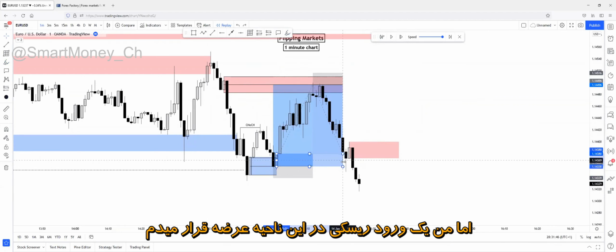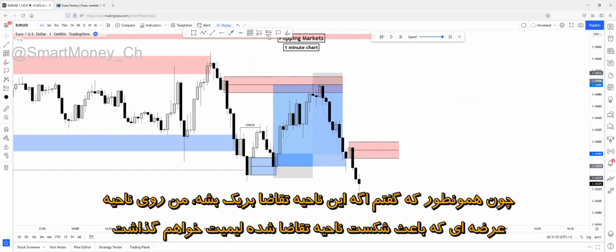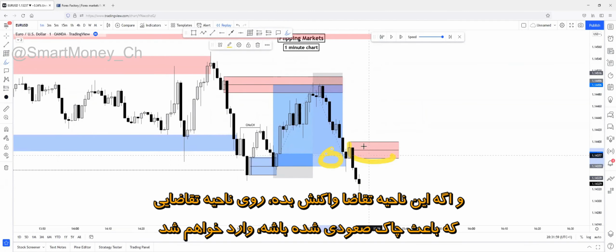But I will just raise the entry on this supply zone, because that's what I said. If this demand zone breaks, I'll be setting a limit order on the supply zone that was causing the break of this demand zone. If this demand zone gives a reaction and changes character, I'll be setting a limit on the demand zone that caused the change of character.